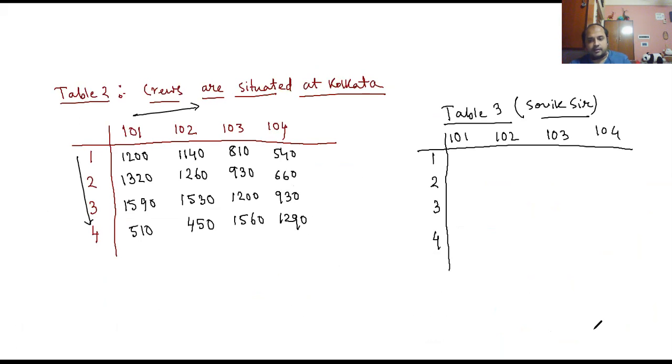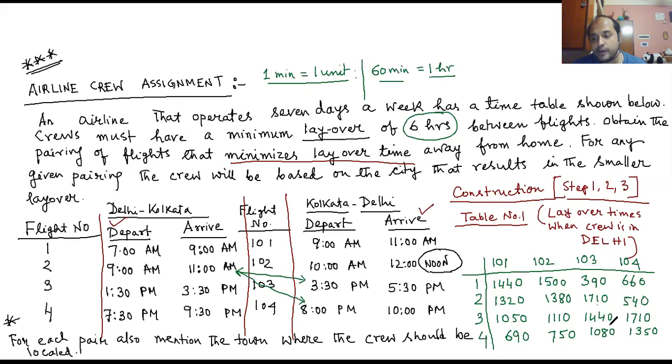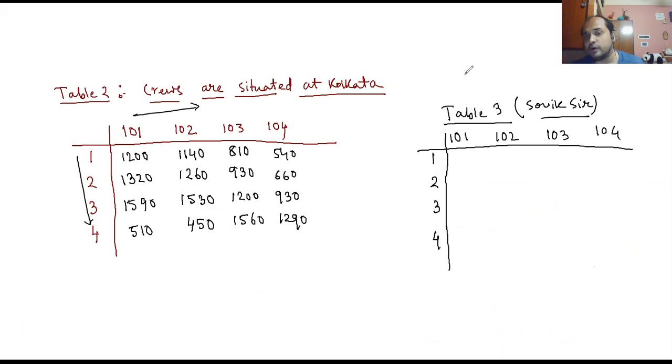Others, Sir, please. Now, just a minute. You are not going to make assignment on table 1 or table 2. You are going to perform Hungarian method on table 3. Hungarian method on table 3.